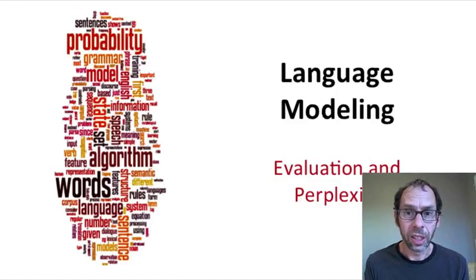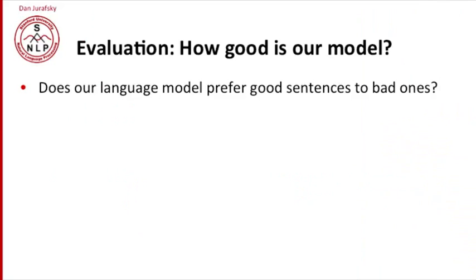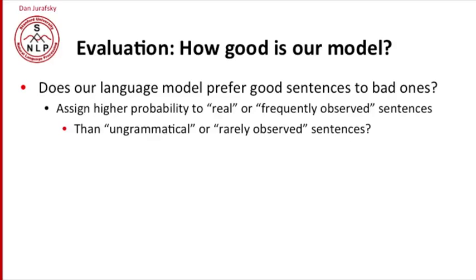Every natural language processing tool has to be evaluated, and language models have to be evaluated as well. What does it mean for a language model to be a good language model? In general, we say a good language model is one that is better at finding the good sentences and liking them more than the bad sentences. Or more specifically, we want to assign a higher probability to real or perhaps frequently observed sentences than ungrammatical or impossible or at least rarely observed sentences. So that's the goal of our evaluating a language model.